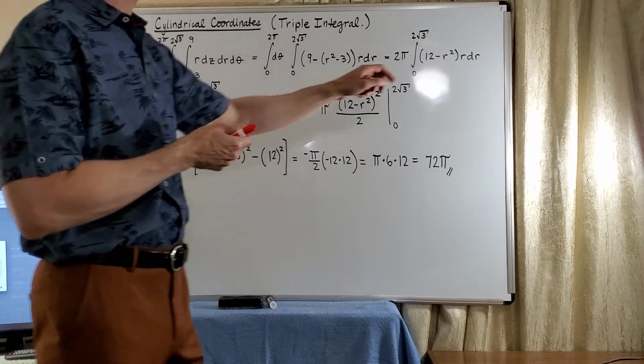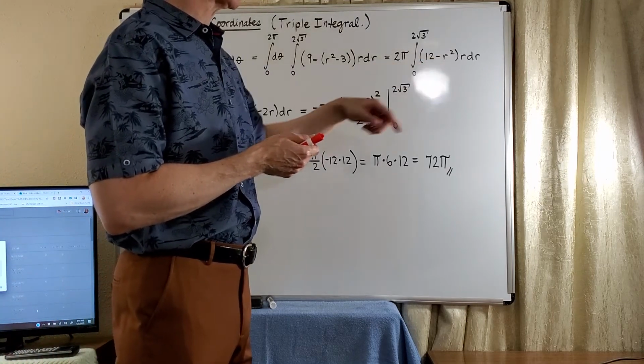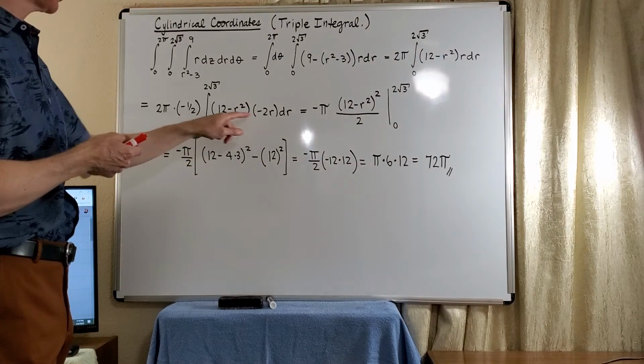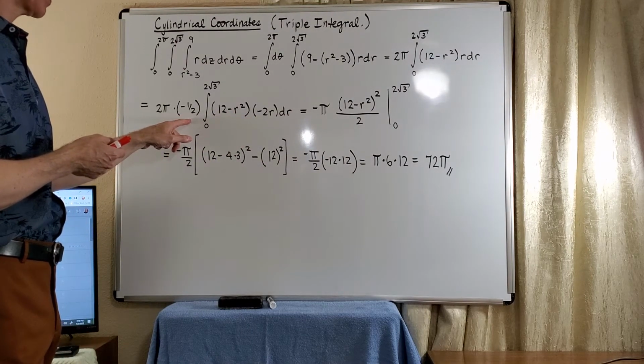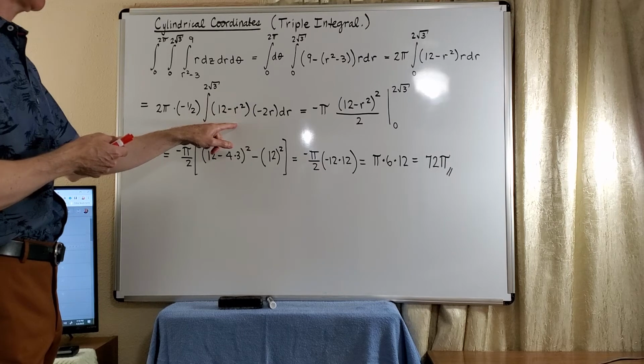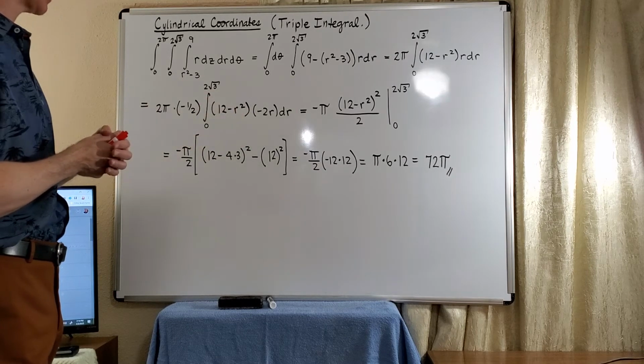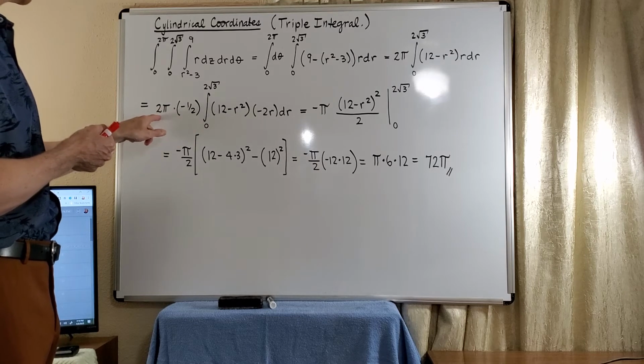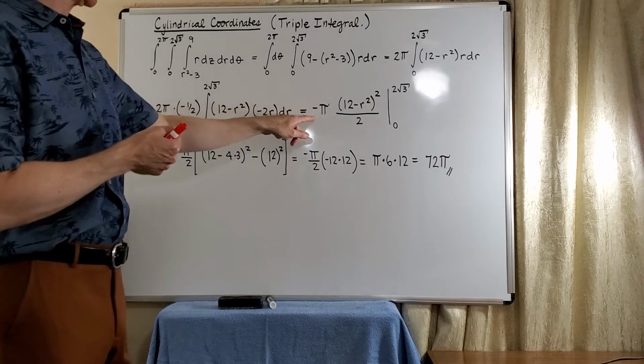So now, of course, if this is our u, we get a negative 2r, which we don't have here. So we will put in the negative 2 and then adjust for it. And so now this is ready to go. U du, add 1, divide by the new power. Now, of course, what we'll notice here is that these 2's will absorb and leave us with a negative pi.